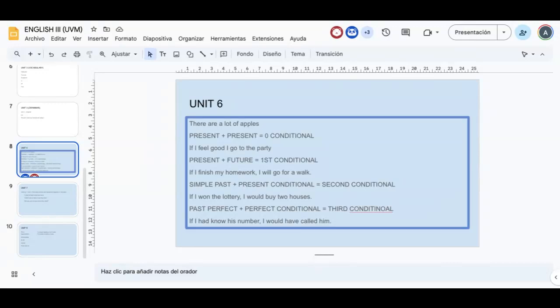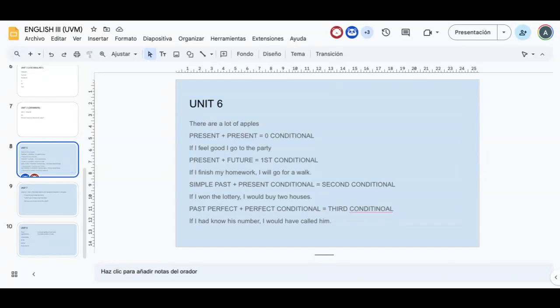So in the first conditional, we have a real possibility. If I finish my homework, I will go for a walk, probably because this is my routine. For example, I need to finish my homework in order to go for the walk. So if I finish my homework, I will go for a walk. Okay, so this is important. Also, this is why I like to review all the conditionals together, because we can see the relationship between them.